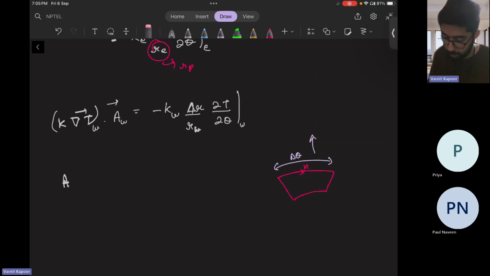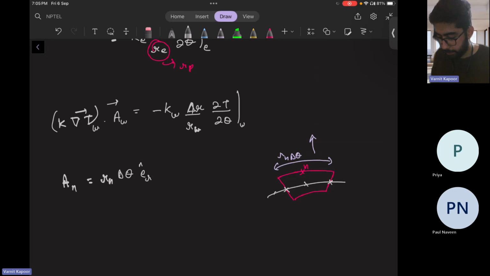So A north is nothing but, you can take R north this time, because we are dealing with the north face. I should take north. A north will be R north del theta, pointing in ER direction. Here it doesn't matter because RP, R west, R east all were equal. But here the radius will matter, R north, R south.